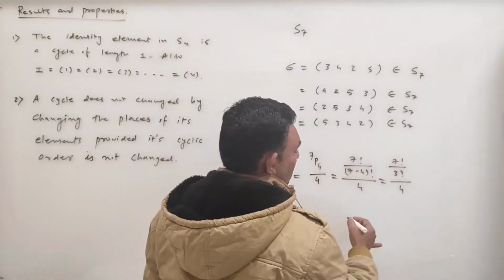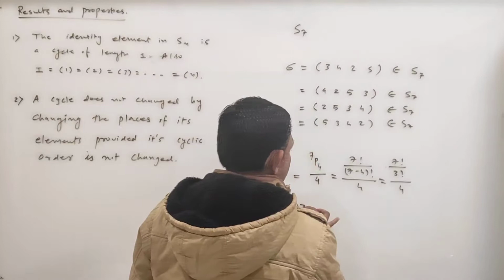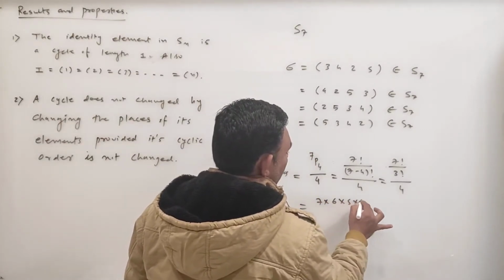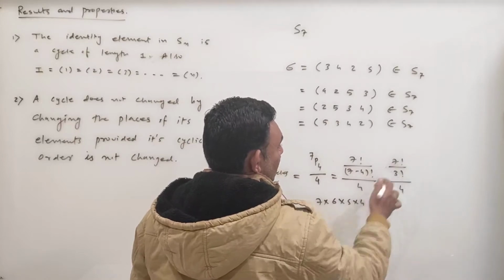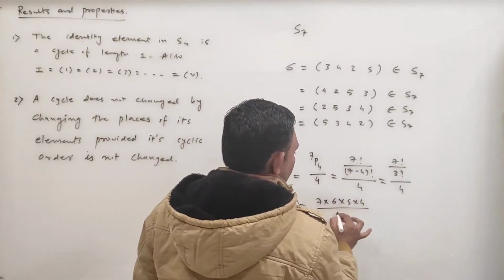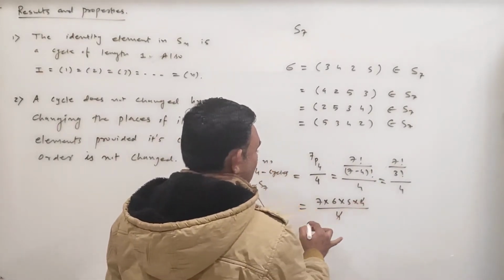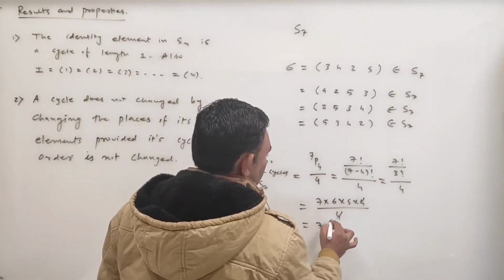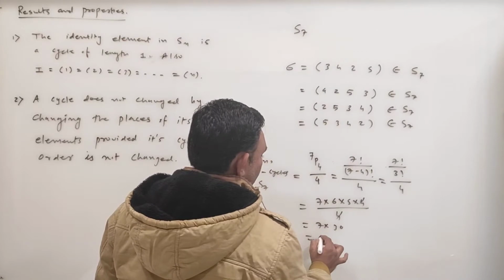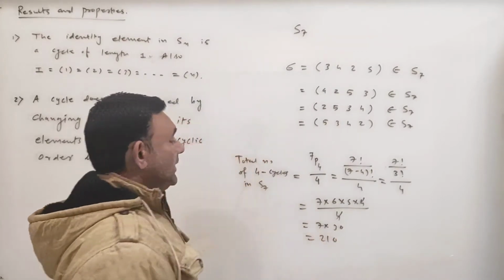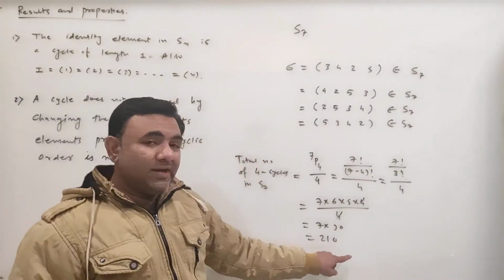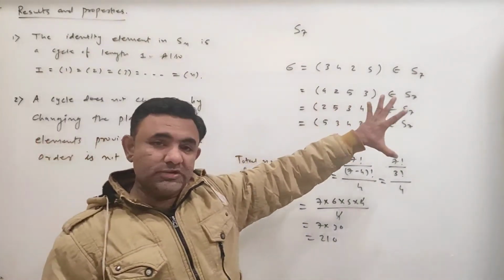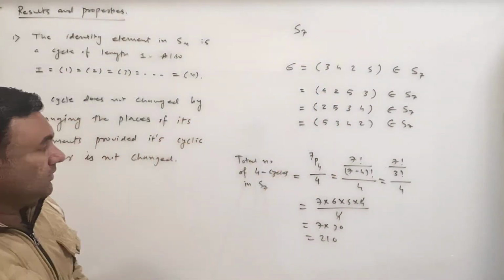So if we try to compute it, then it is 7 into 6 into 5 into 4 into 3 factorial will cancel out, and divide by 4. So again 4 cancels. So it is 7 into 30, that is 210. So there are 210 cycles of length 4, or 4 cycles, in S7.